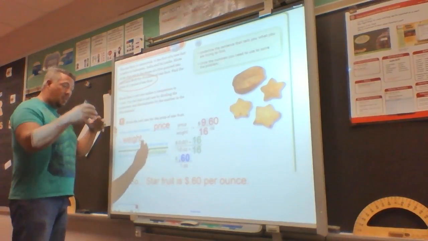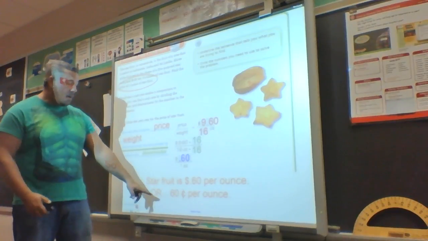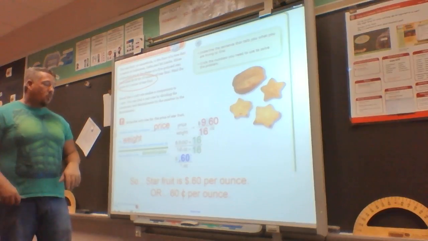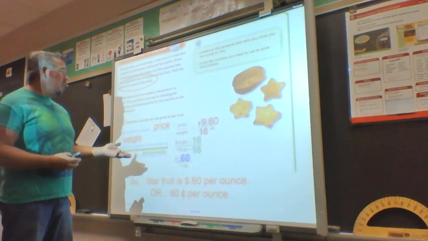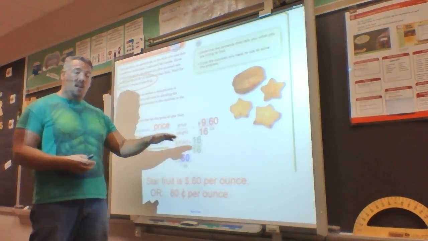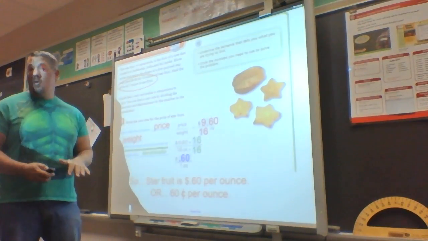So we could say, well, then a star fruit is 60 cents per ounce, or we could write it as 60 per ounce on the next lines. So we're talking about every 60 cents, I would get 1 ounce of star fruit. So when I'm buying 16 ounces, I know I'm going to be spending my original $9.60 that I started with.